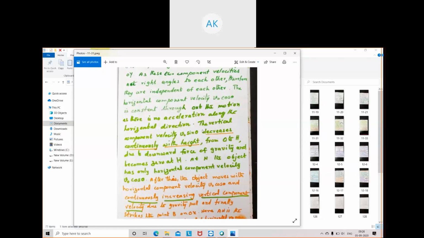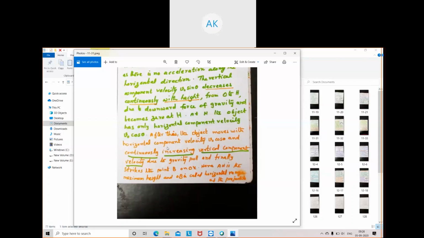Then the object moves with the horizontal component of velocity v0 cos theta and a continuously increasing vertical component of velocity due to the gravity pull, and finally strikes the point B on the ground. Here AH is the maximum height and OB is the horizontal range. All those things I told you.